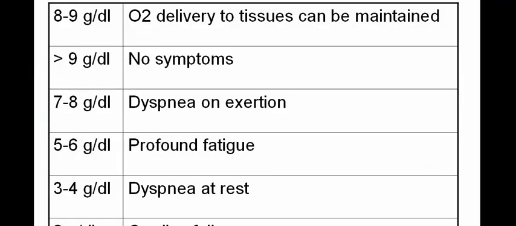This shows consequences of hemoglobin level. This is not part of the algorithmic approach actually, but since I have the table, you might look at it. When the hemoglobin is 8 to 9 gram per deciliter, the oxygen delivery to tissues can still be maintained. When it is more than 9 gram per deciliter, the woman has no symptoms. When it is 7 to 8 gram per deciliter, she has dyspnea on exertion. 5 to 6 gram per deciliter, there is profound fatigue. 3 to 4 gram per deciliter, she has dyspnea at rest. And at 2 gram per deciliter, there is cardiac failure.